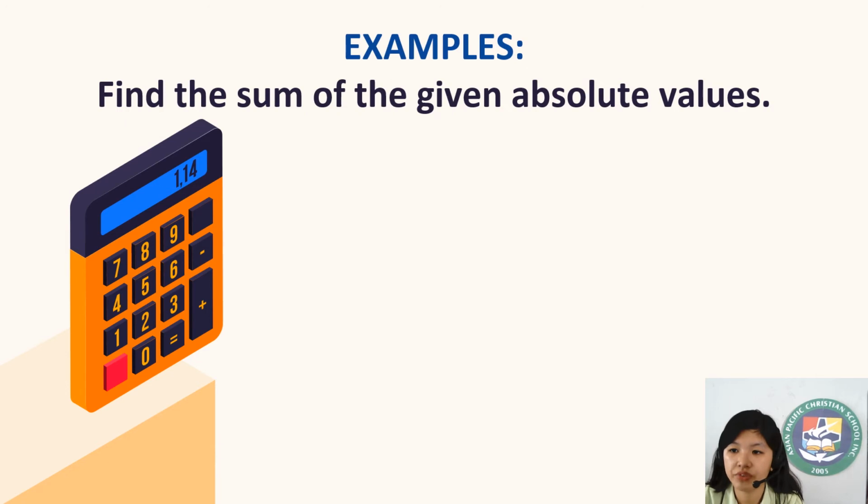Next, find the sum of the given absolute values. So, let's have number 1. We have the absolute value of 5, so we have 5 plus the absolute value of negative 2. We have positive 2, and 5 plus 2 is equal to 7.